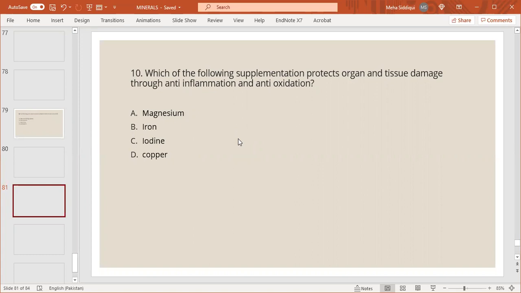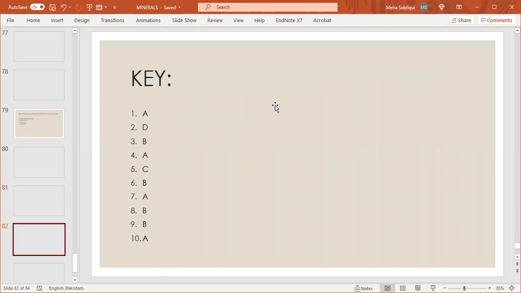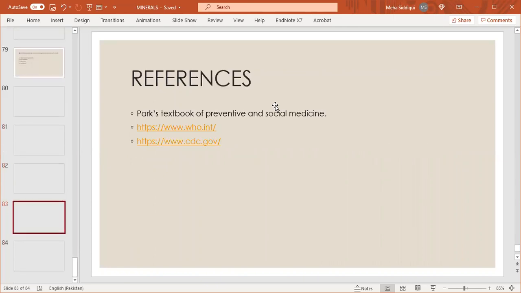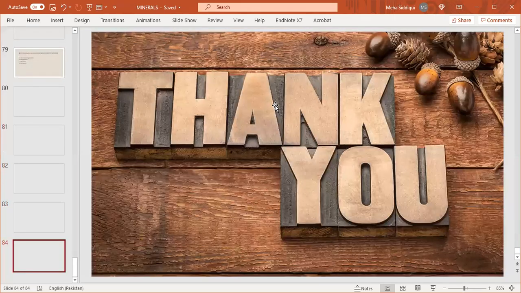Magnesium. Yes, the answer is magnesium. It is discussed in recent advances that it has a role in chronic diseases, with anti-inflammatory and antioxidative properties. This is the key. These are the references of my presentation. Thank you.